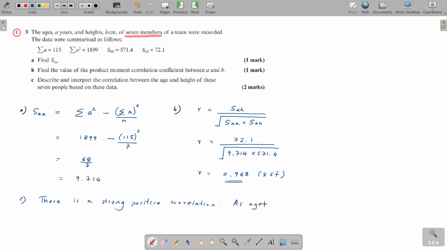So you can say as age increases, or else the older you get, the height increases, right guys? As age increases, the height also increases. Okay guys, so this is what it shows according to this data.